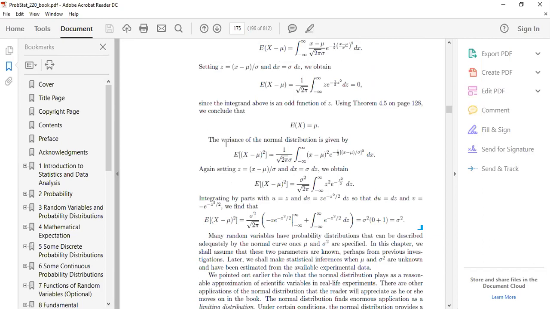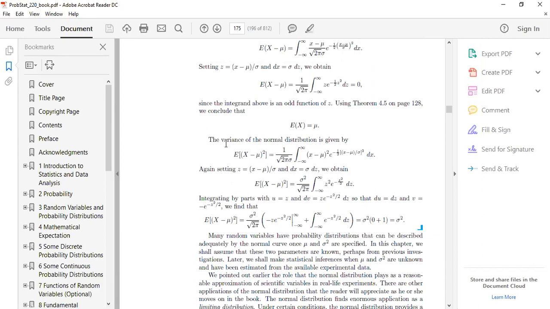So many probability distributions can be described by the normal curve once these nu and sigma square are known to us, are specified. In this chapter, we shall assume that the two parameters, nu and sigma, are provided to us, but that will not always be the case.